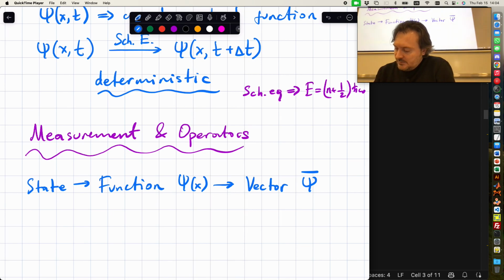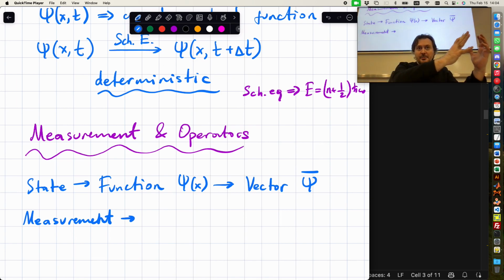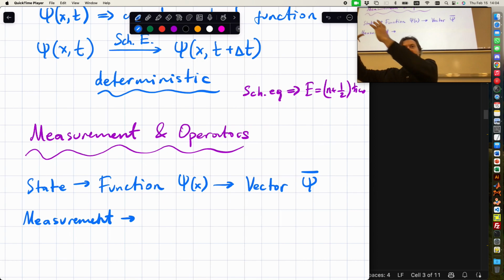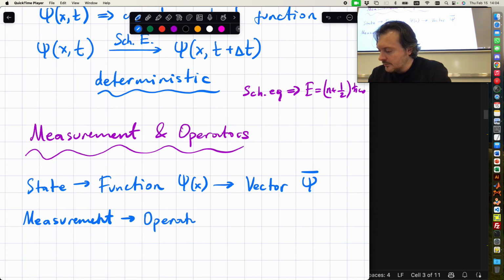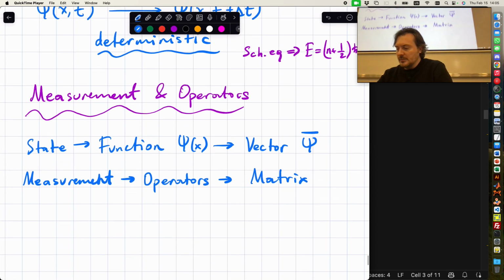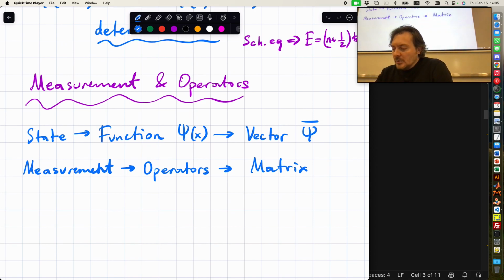Now, measurement in quantum mechanics. State is represented with functions which are really vectors, yes? Measurement is represented by operators, which are really matrices. Let me give you an example. What does momentum measurement correspond to? Momentum measurement corresponds to minus i h bar gradient.